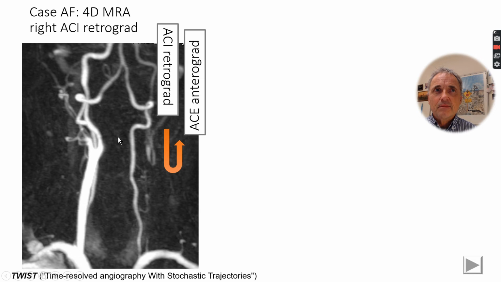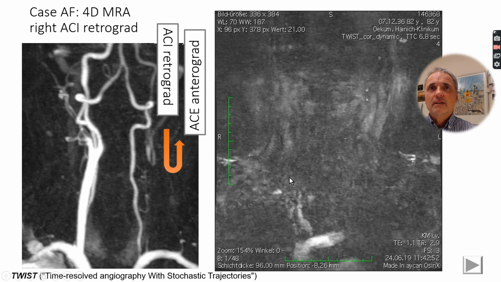So we have a static MR angiography. We have one vessel here. It may be the internal carotid. We have one vessel there. It's the external carotid. I suppose there is a reverse flow in the internal carotid.